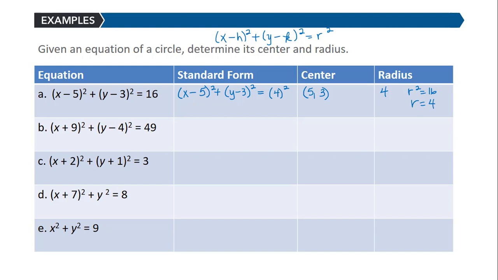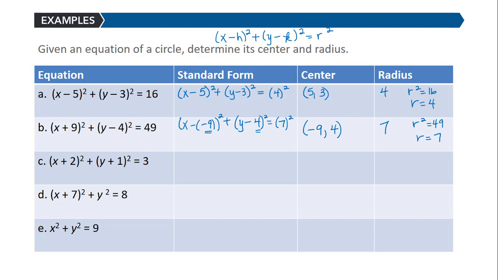Part B is x plus 9 squared plus y minus 4 squared equals 49. We can write that as x minus negative 9 squared plus y minus 4 squared is equal to 49. And if you want to, 49 is 7 squared. So the center in this case is negative 9, 4, and our radius is 7. Here again, I could just set r squared equal to 49, take the square root to get 7.